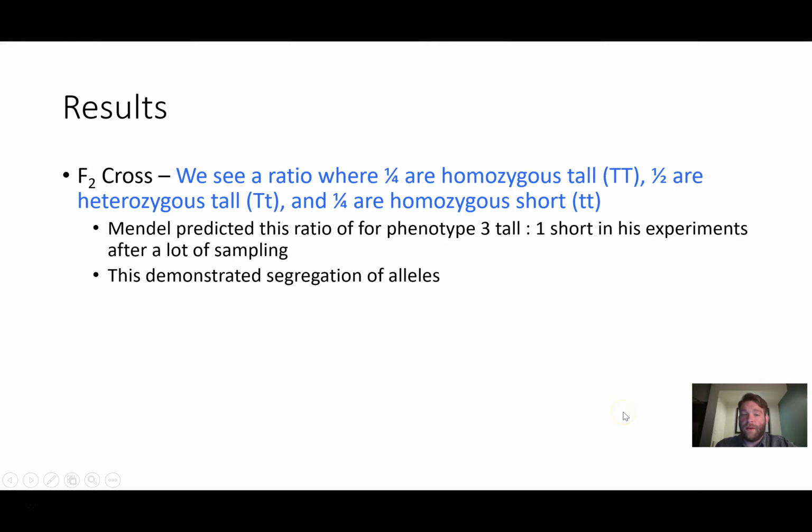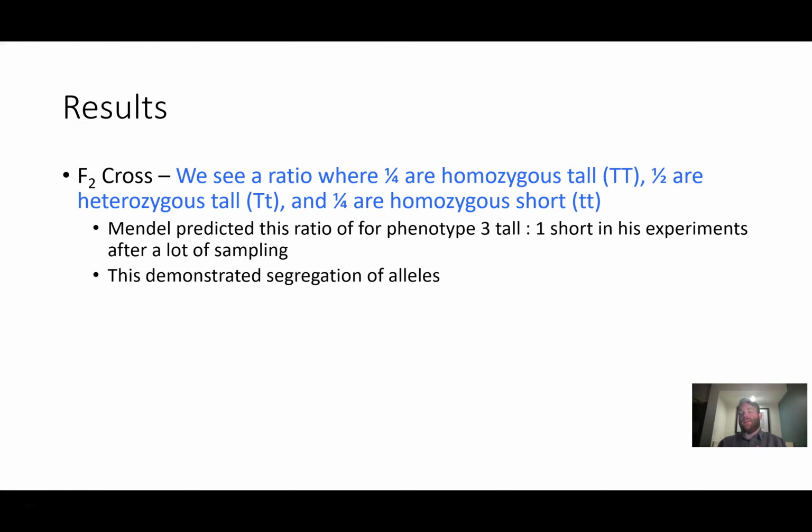So what we've learned from our F2 cross, or the offspring from our F2, is that we're going to see this ratio where a quarter of them are going to be tall with the homozygous dominant allele combination, half of them are going to be heterozygous, and a quarter of them are going to be homozygous short.